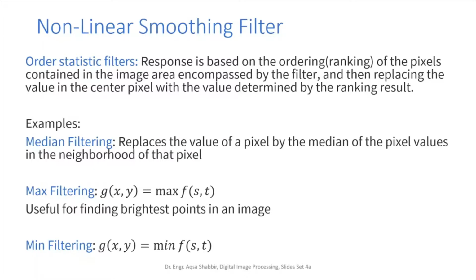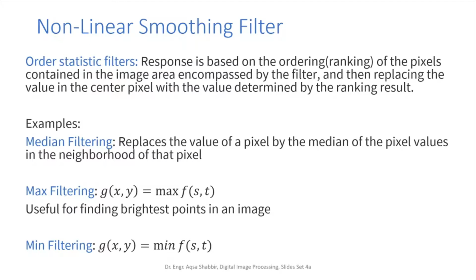One of the best known filters in this category is the median filter, which, as its name suggests, replaces the value of a pixel by the median of the intensity values in the neighborhood of that pixel. Median filters are quite popular because for certain kinds of random noise, they provide excellent noise reduction capabilities with considerably less blurring than linear smoothing filters of similar size.